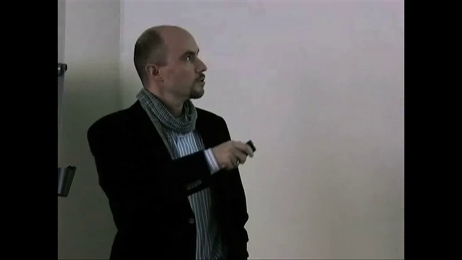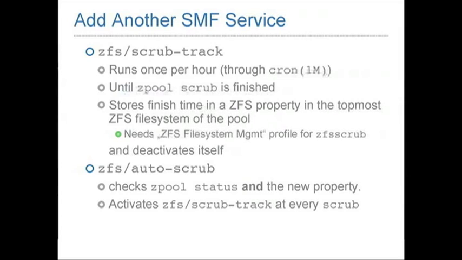So the only thing we need to do to integrate our new ZFS scrub tracking service is to tell the auto scrub service to start this service and to check against zpool status and our newly introduced property before scrubbing, so that it can actually read out the date. So we check whether we have scrubbed before and whether we know about that by checking the property. If we need to scrub, we start the scrub, and we also start the tracker, and that will check every hour whether the scrub has completed.